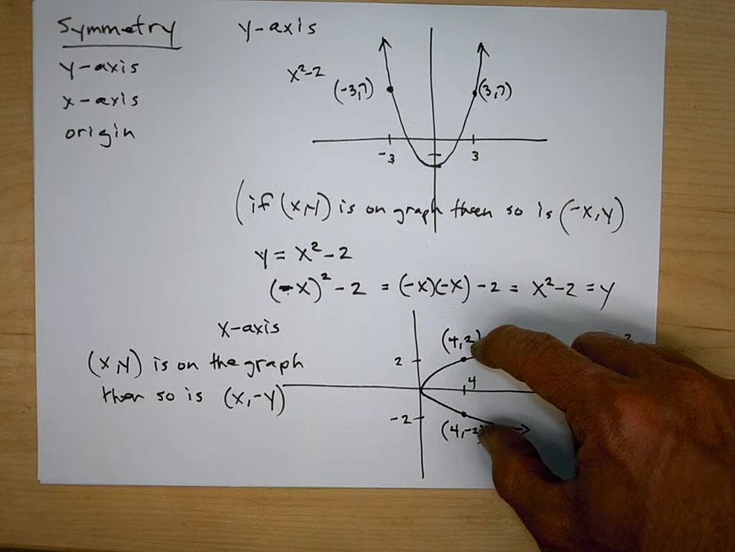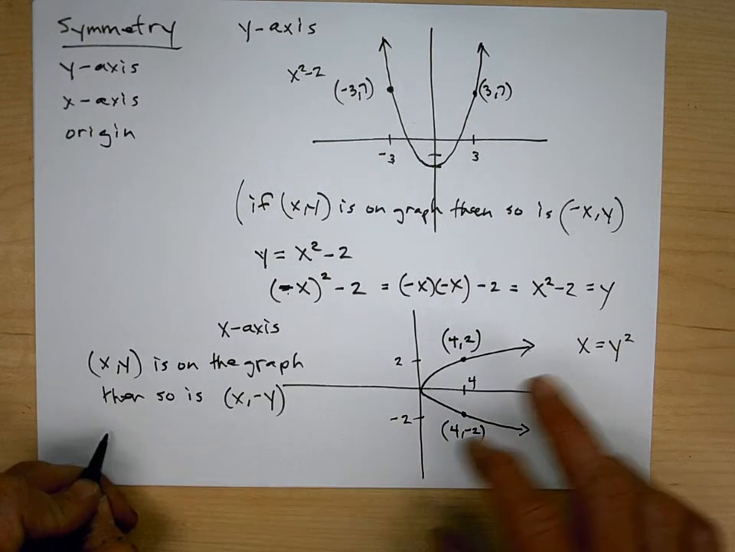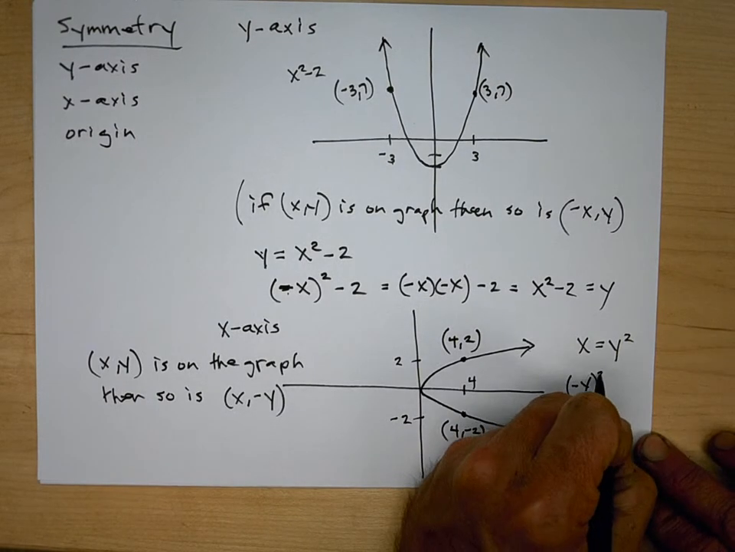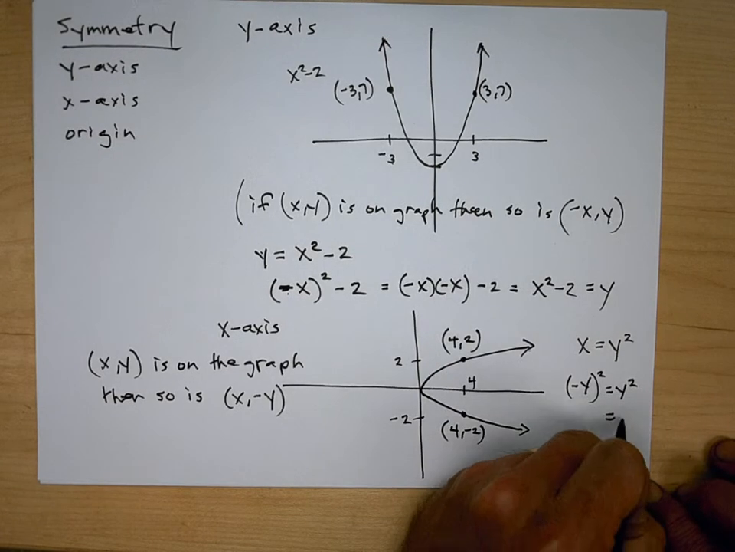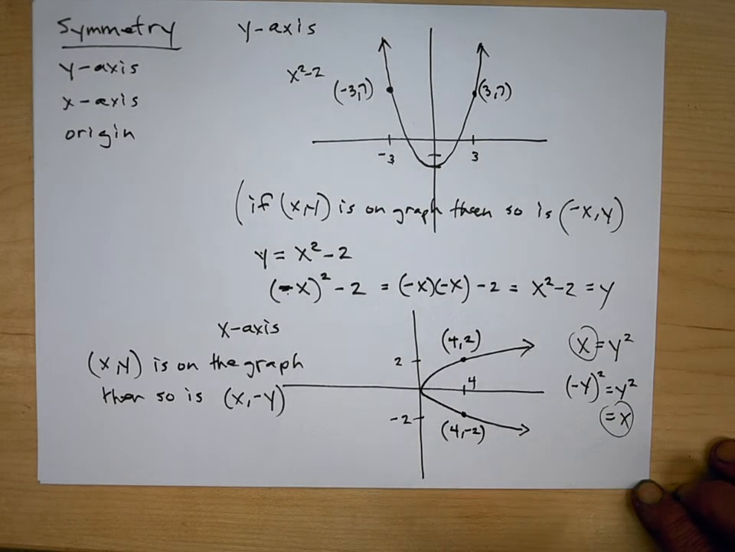Again, this is a specific example. The way we would show it in general is we would replace y in this equation with negative y, and then we would square that. We would get y squared, which is equal to x. So whether I put in y or negative y, both of them give x.